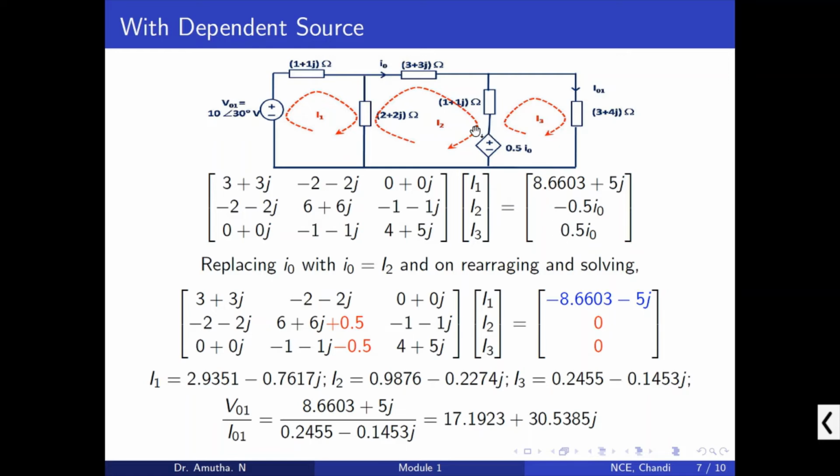Okay, but in case of I2, the current is assumed in this direction and it is going inside the positive terminal of this voltage source, so it is considered as negative of that.